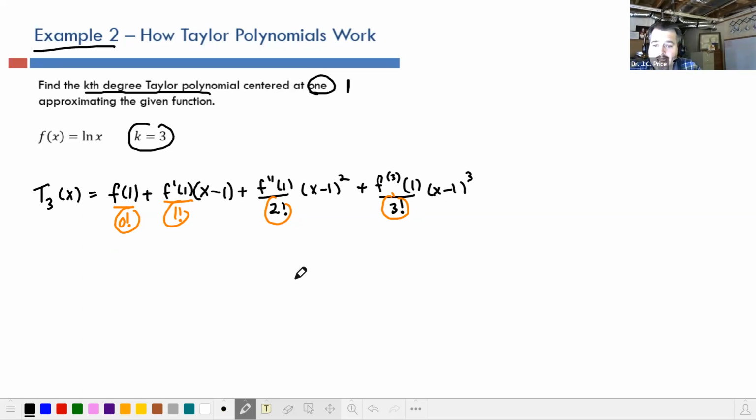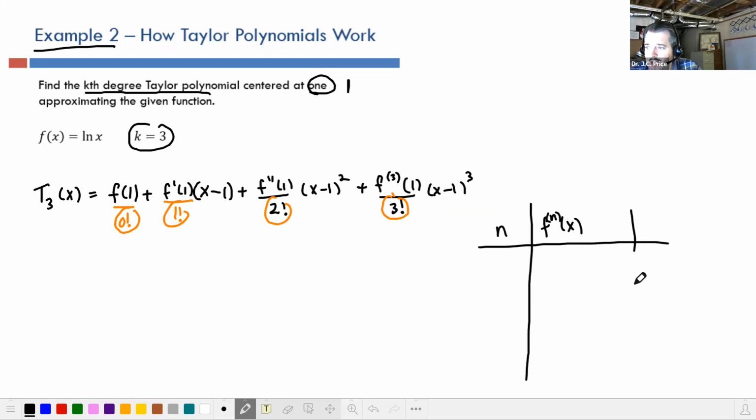So to do this, I need to find the function and its derivatives at 1. So let's make a little table. The trick, or the solution, is always in the table. So here's my n. I'm going to find the nth derivative of the function, so put parentheses around that n, and then I'm going to evaluate that not at 0, but at 1, because this is the Taylor polynomial centered at 1. We'll do that for 0, 1, 2, and 3, up to the third derivative.